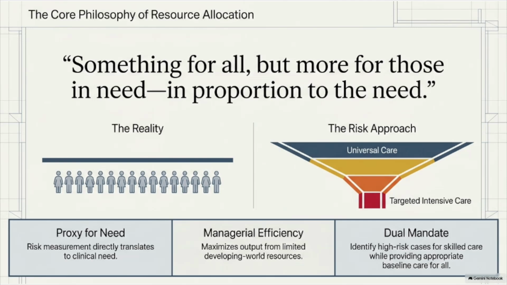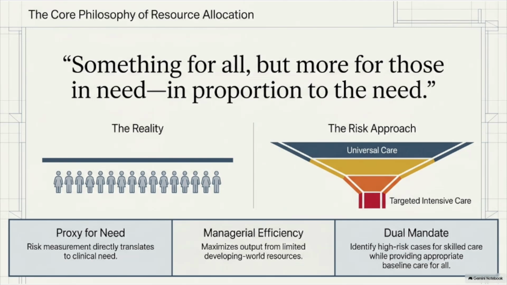In reality, every pregnant woman looks the same on the surface, standing in an equal line. But the risk approach reshapes this reality into a funnel where universal care is provided to everyone at the top, while targeted intensive care is reserved for those at the bottom who need it most.